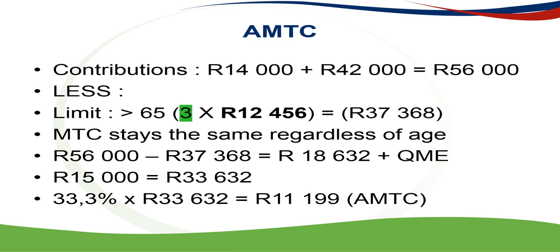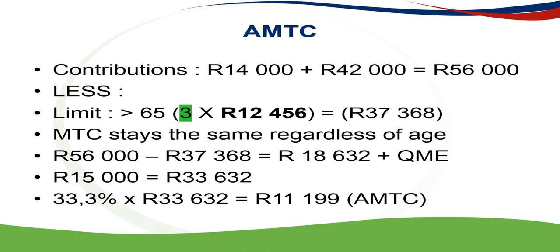Let's go. Again, step 1, total contributions like I told you, less limit. Okay, great. I see there's a difference in the limit here. Did anyone pick up? Because Mr. X is over 65, it's 3 times 12,456, and not 4 like the previous one where he was under 65. So that limit is 37,368, and 56,000 minus 37,368 gives you 18,632. Very, very important to note the difference between the 3 times 12,456 and the 4 times 12,456. Where did I get this 3? It's legislation. Why did I use 3? Because he's over 65.